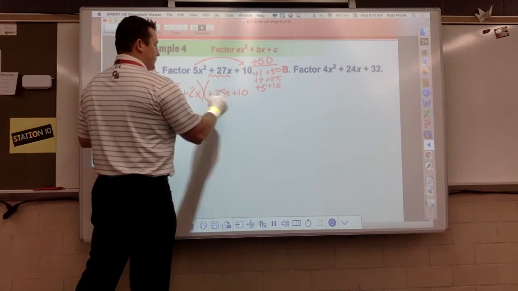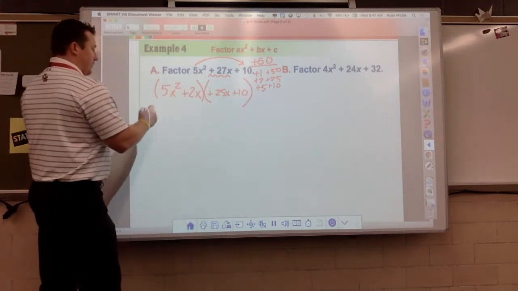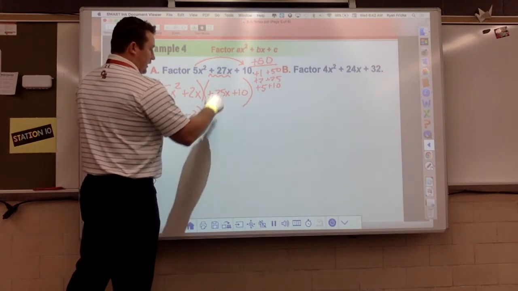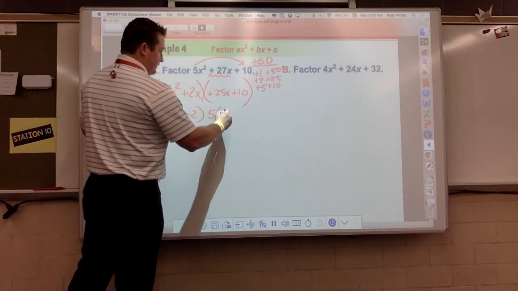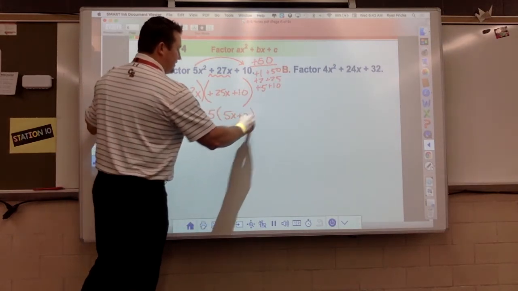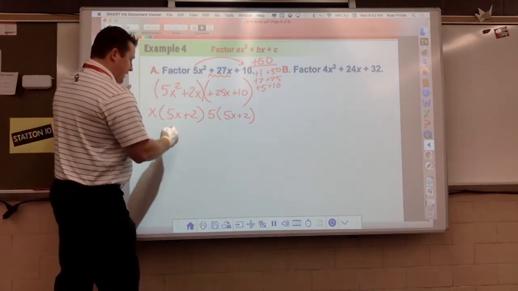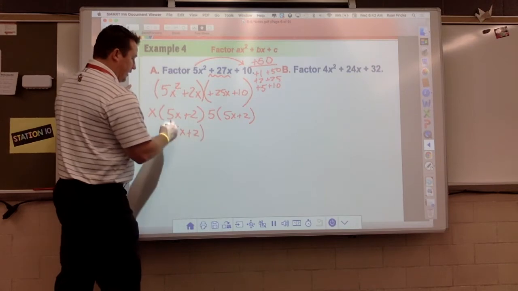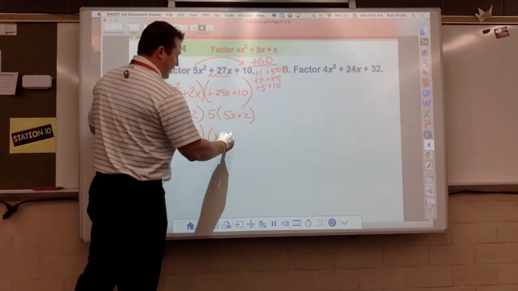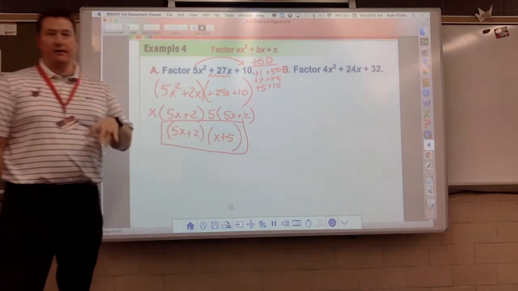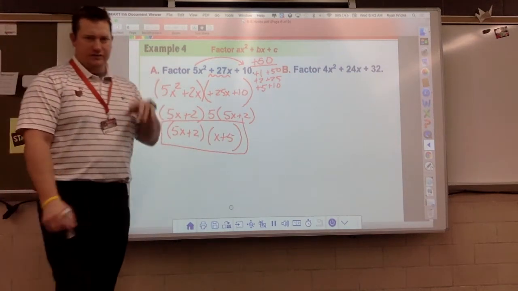Now it's time for some grouping. Nothing to do here but an x. This will just turn into 5x plus 2. Yep, I can factor out a 5 here, and this will turn into 5x plus 2. And that's so cool. I'm just always amazed that this still works. All right, and x plus 5. Not sure if that's the right answer, folks. Check your work, FOIL it out. Go for it. It's going to work, trust me.